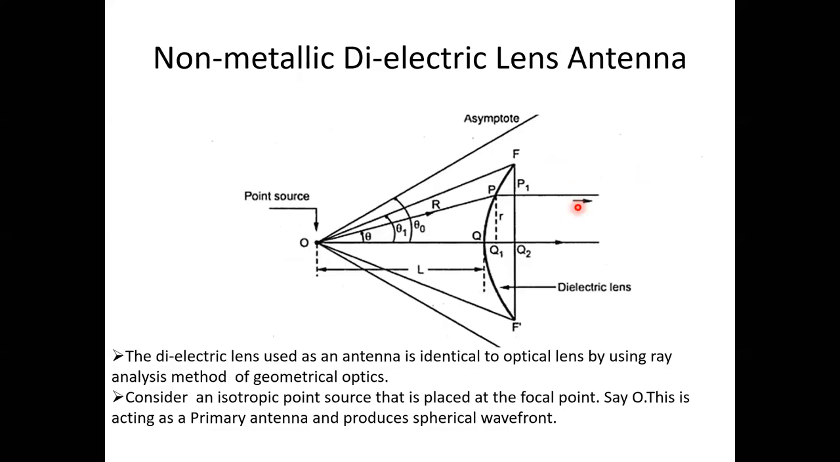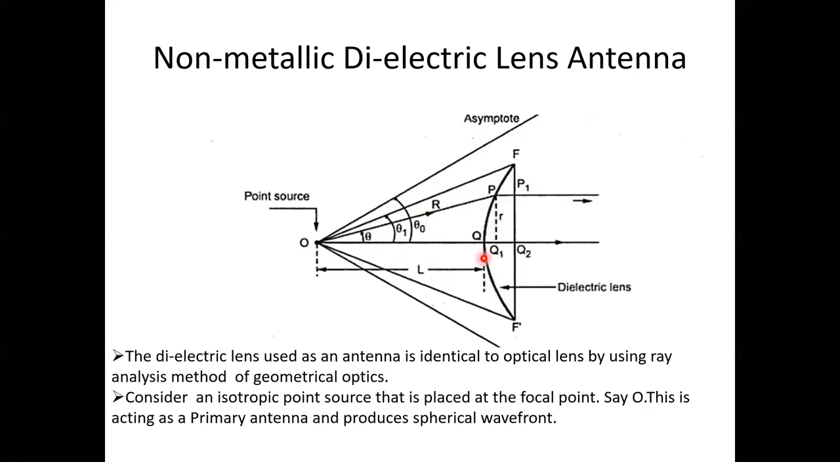Now this is a derivation. When you consider a non-metallic dielectric lens antenna, what will be the final equation for this? You have to find out. So now let us consider that this is a non-metallic dielectric lens antenna. Here you have the point source. This point source will be generating different rays. All these rays can either fall onto the lens antenna, or if they are going beyond the limit, then it's like an asymptote going like this.